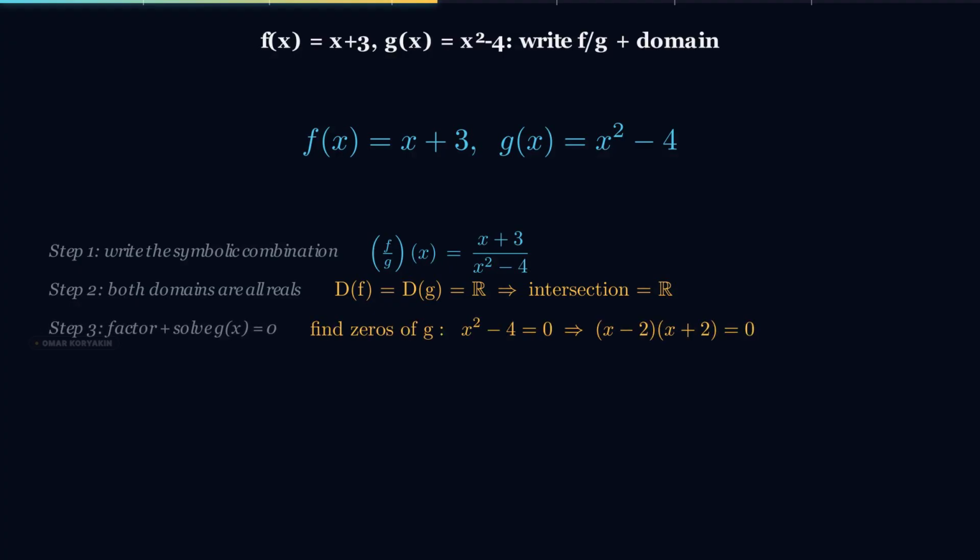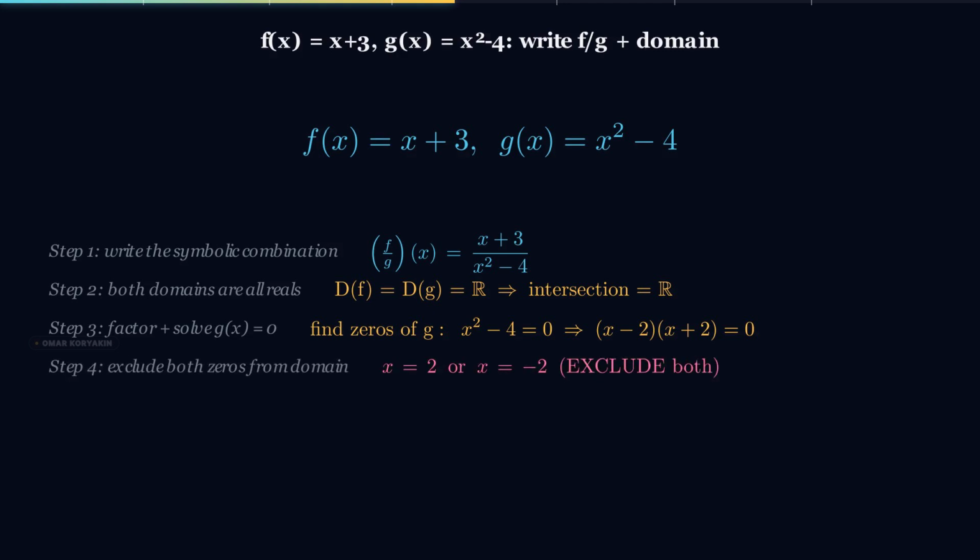Step 3. Find the zeros of g. Solve x squared minus 4 equals 0. Factor: the quantity x minus 2 times the quantity x plus 2 equals 0. So x equals 2 or x equals negative 2. These are the values where g vanishes and must be excluded from the domain.